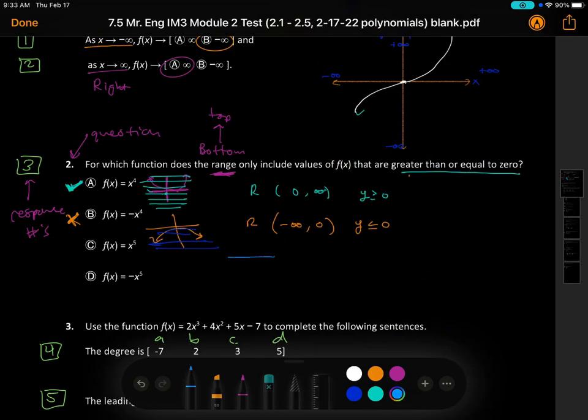Letter C is this one is an odd, so it's going to look like this. And anytime you have the two arrows in separate locations, this is going to be negative infinity to positive infinity. And in the inequalities, you're going to say all real numbers. Because the y's or f of x is the output, where the answer is. So it's not this one.